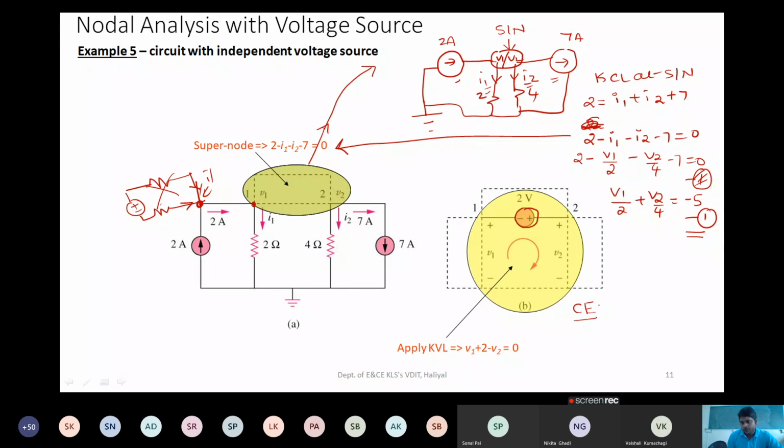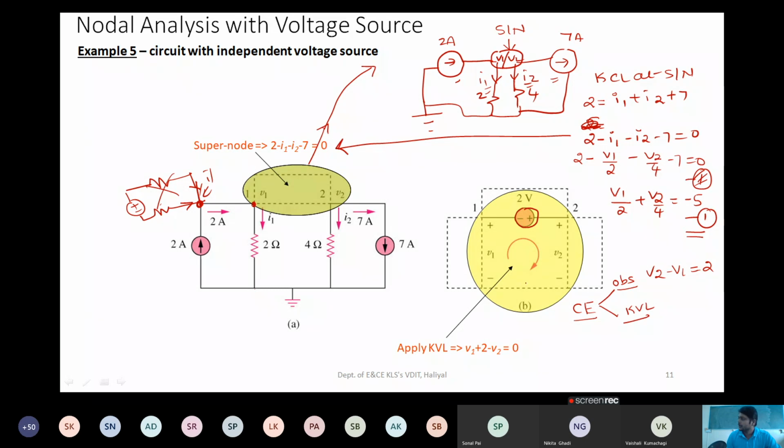Again there are two options. You can write it by observation. The observation method is very simple. Check the super node, and check which node has the higher potential of that voltage source, that is V2. The lower potential is at V1, that is minus. So simply you can write V2 minus V1 equal to 2 volts, or you can apply KVL.